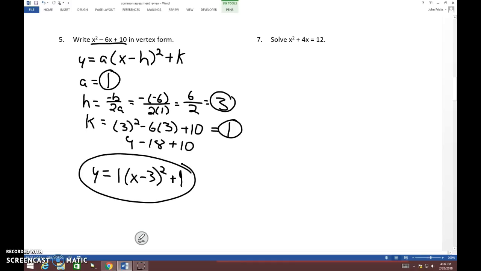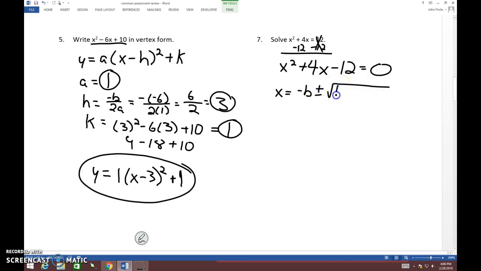Over on the right-hand side, number 7, it wants you to solve that question. So the first thing I need to do before I solve this is I'm going to subtract 12 from both sides and get this equal to 0 and move the 12 over. So that's going to give us x squared plus 4x minus 12 is equal to 0. From here, I would be able to solve this with the quadratic formula. So quadratic formula is x equals negative b plus or minus the square root of b squared minus 4ac, divided by 2a.